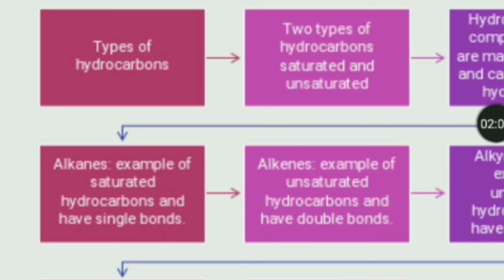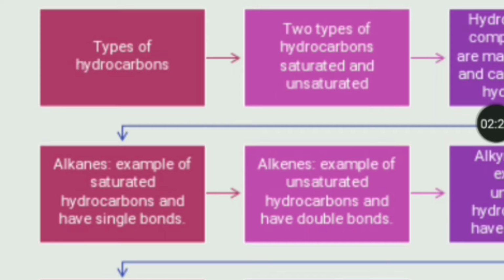As we understand from its name, there is hydrogen and carbon. Then only the name comes hydrocarbon. So the definition becomes: the compounds which are made of hydrogen and carbon are called hydrocarbons. I repeat, the compounds which are made of hydrogen and carbon are called hydrocarbons.